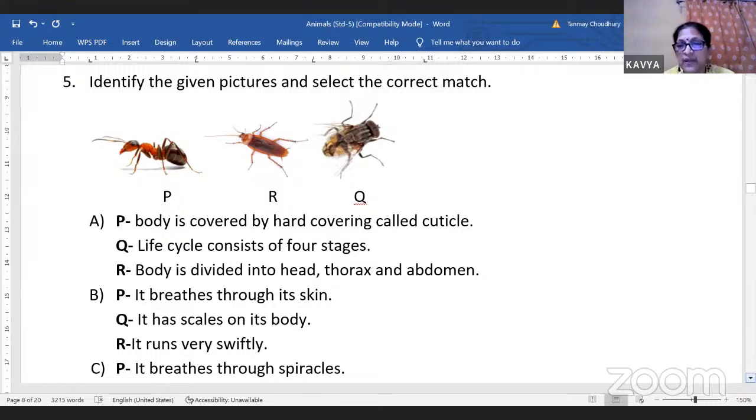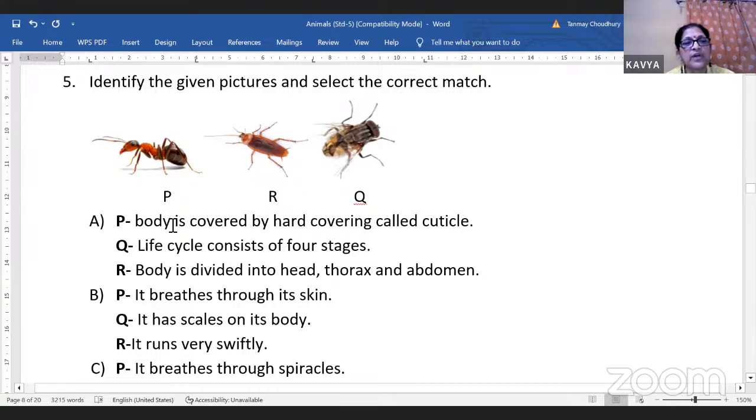Similarly, the adult butterfly lays eggs. The eggs hatch to form the caterpillar. Caterpillar forms the pupa, and the pupa becomes the adult again. So here again, it has 4 stages. Now that you know this, we have quickly revised that. We'll come back to this. Identify the given pictures and select the correct match. This is P, this is R, and this is Q. P is an ant, R is a cockroach, and Q is a housefly.